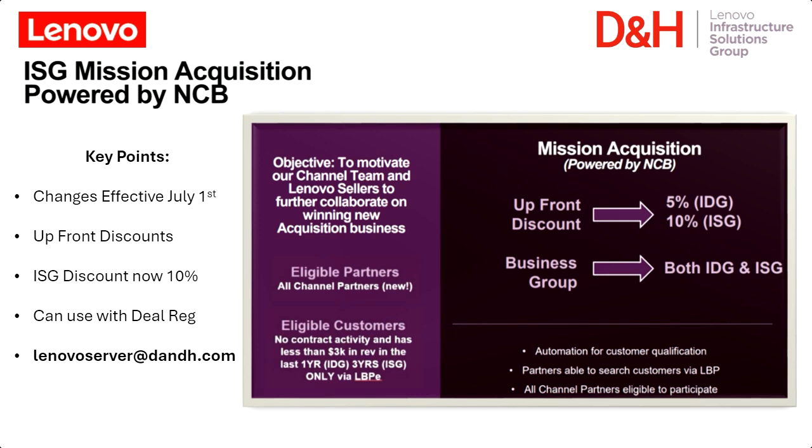Upfront discounts. The discount is now 10%. I think that's up from 5%. And it can be used in collaboration with Deal Reg. So you talk about Deal Reg, you talk about the mission acquisition program. What I see for our partners and for us is that you have an opportunity now to really compete against competitors out there. You have an opportunity to make sure that you're being profitable as well, and just go after new customers.